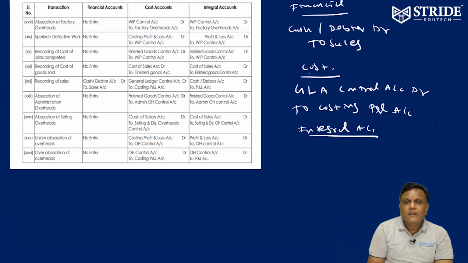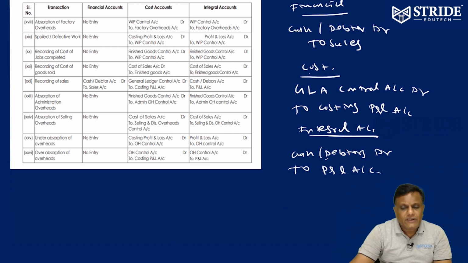So we can take cash and debtor, and instead of costing P&L we have to say only P&L. Recording of sales: cash or debtor account debit to, instead of costing P&L we have to say only P&L. Integral accounts, we have to say only P&L account. So cash and debtors account debit to P&L. Debit from financial, credit from cost, and instead of costing P&L we have to use only P&L account.